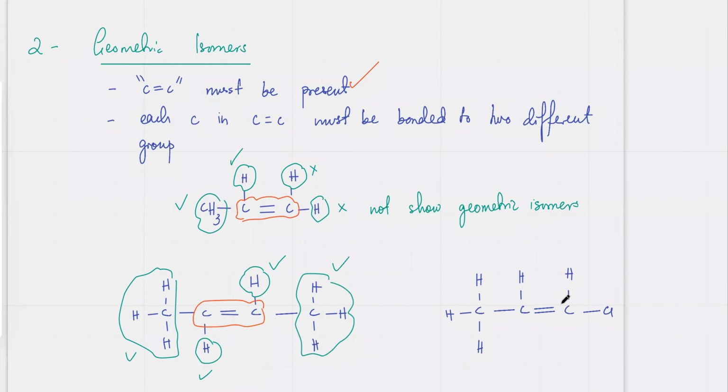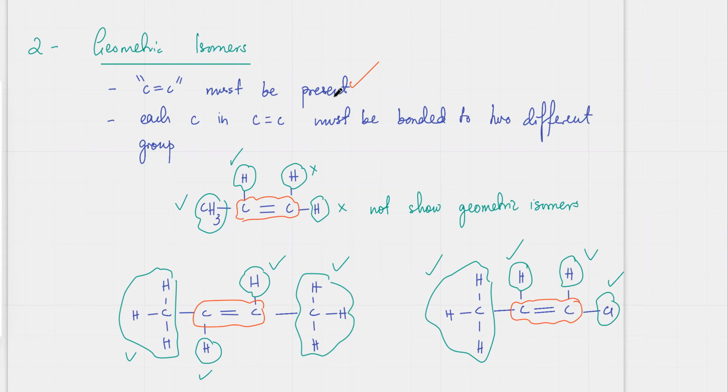The same is true for this one. This one is also meeting the conditions: there's a double bond present, and each of the carbon atoms must be bonded to two different groups. So this carbon atom is bonded to an H and a Cl. So that's fine. And this other carbon atom in the double bond must be bonded to two different groups as well. So it's bonded to an H and a CH3 on one side. So this one is also fulfilling the condition. It's bonded to two different groups.